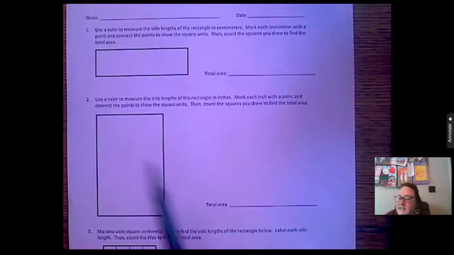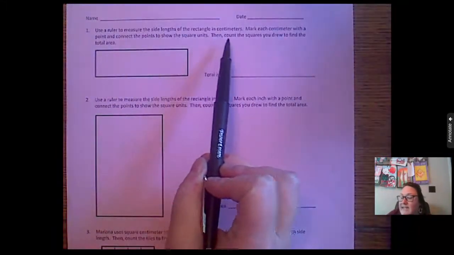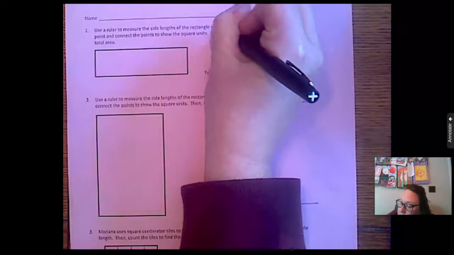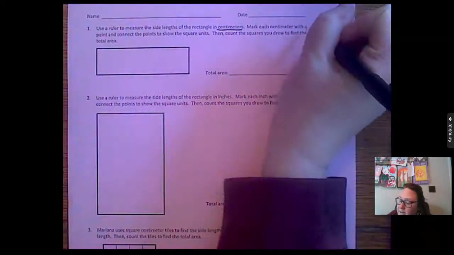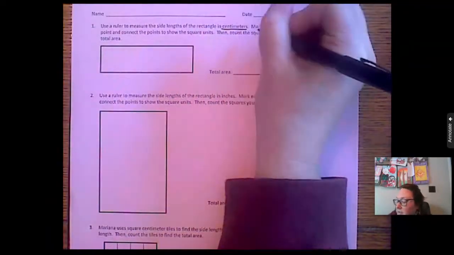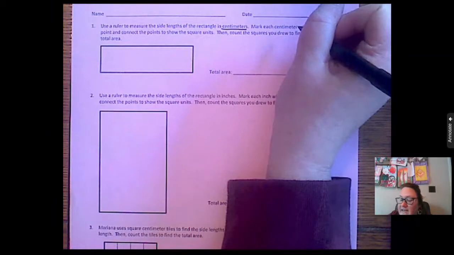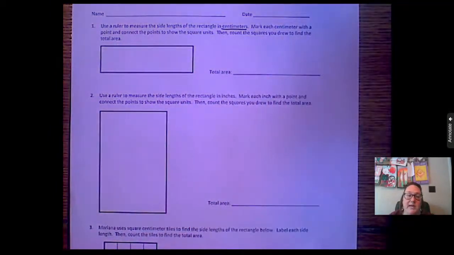And our directions say to use a ruler to measure the side lengths of the rectangle in centimeters. So we're going to measure the side lengths in centimeters. And then we're going to mark each centimeter with a point and connect the points to show the square units. Then count the squares you drew to find the total area. So we'll just go step by step. Use a ruler to measure the side lengths of the rectangle in centimeters.